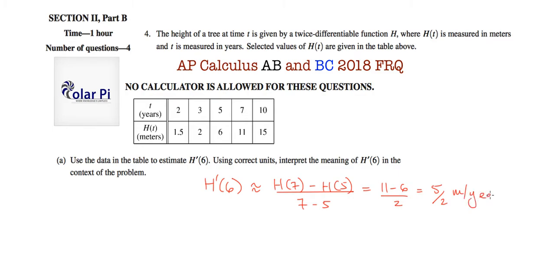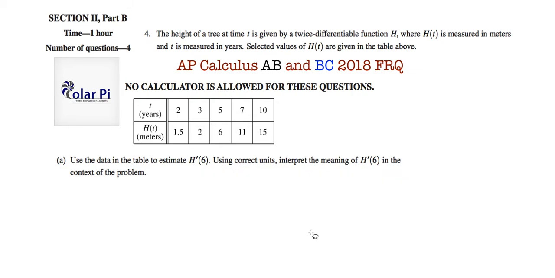And the interpretation is that at year 6, the tree is growing at a rate approximately equal to 5 over 2, or 2.5 meters per year. Okay, cool. So there that is, and that's part A. So let's move on to part B.